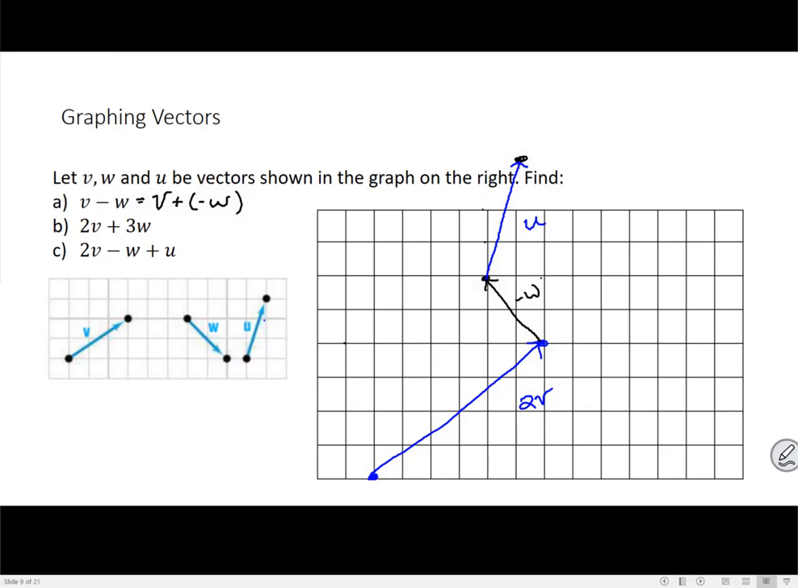So now in red, I'm going to find the vector 2v minus w plus u. So that means I'm going to connect my initial point of 2v all the way up to the terminal point of u. So then this is the whole vector 2v minus w plus u. And that's how you graph vectors.